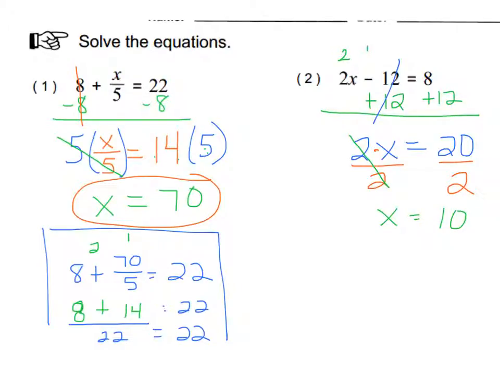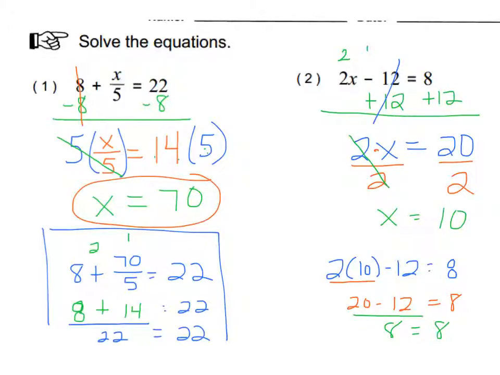So let's plug this into our equation and see if it works. If we take 2 times 10, subtract 12, do we get 8? Well, 2 times 10 is 20. Subtract 12, is that indeed 8? It is. 20 minus 12 is 8, and 8 is equal to 8. So our final answer is x equals 10.